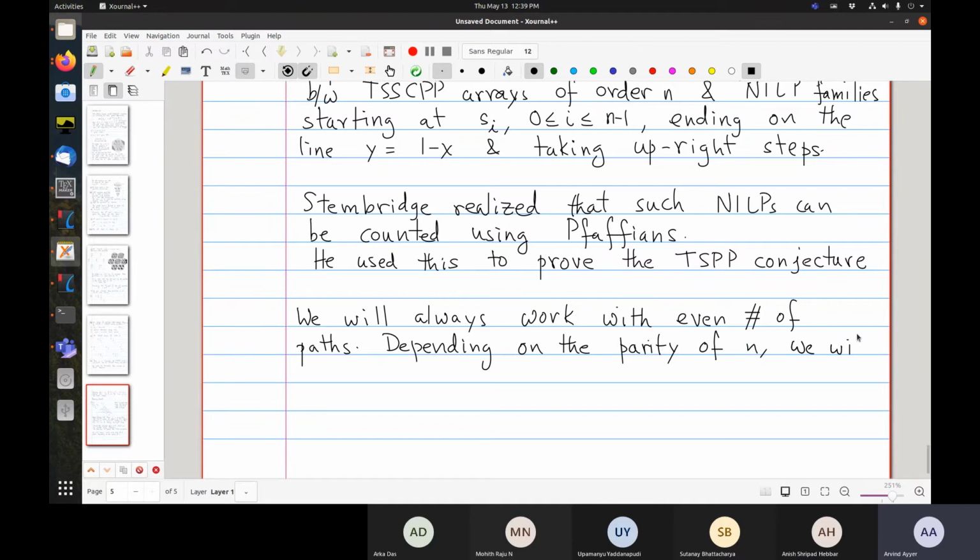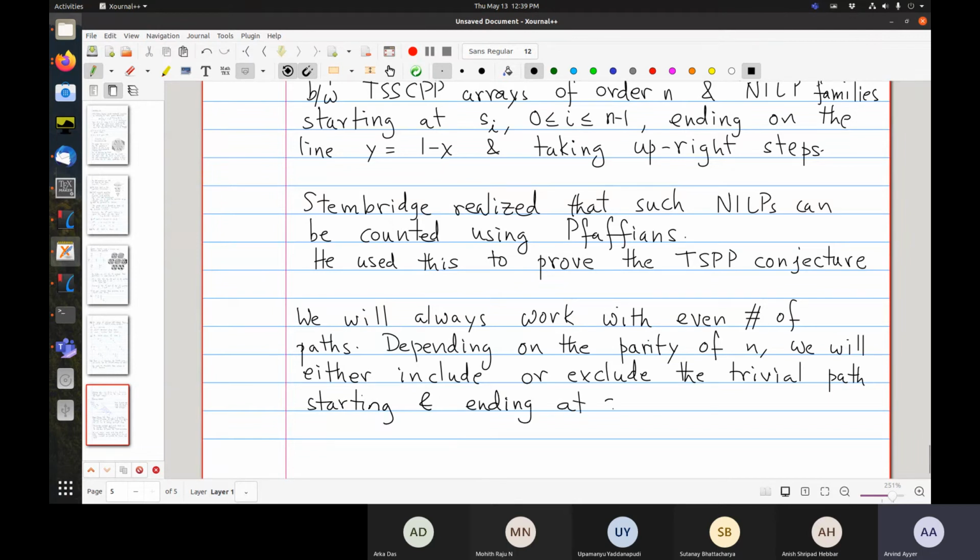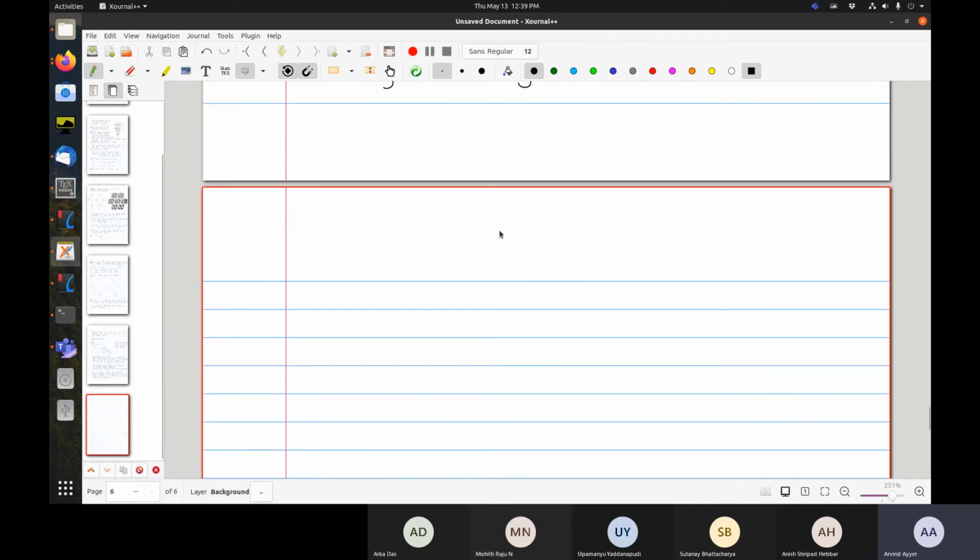We will either include or exclude the trivial path starting and ending at S0. Okay, very good.